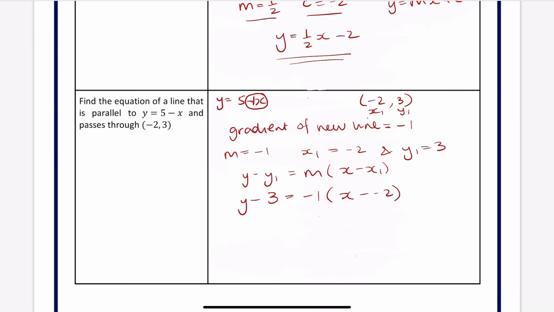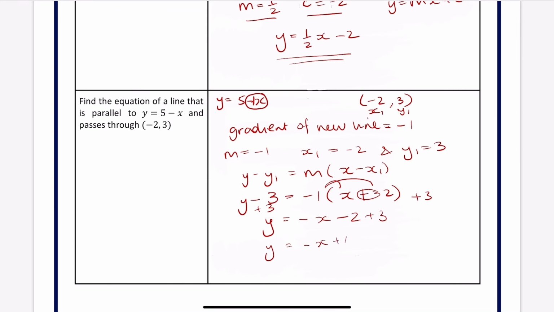Okay, now let's make y the subject. So it's going to be y equals, we're going to plus 3 on both sides, and I'm going to expand as well. So this becomes plus, this becomes minus x, now minus plus, so -2 plus 3, so y equals -x plus 1.